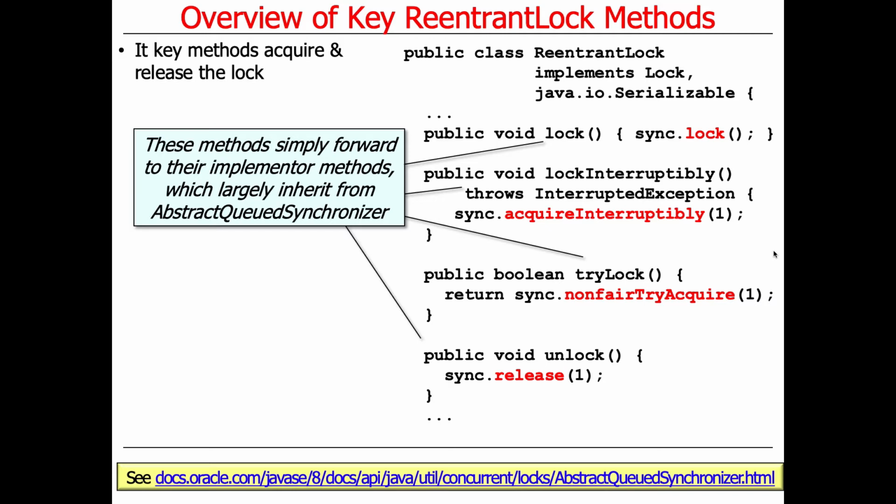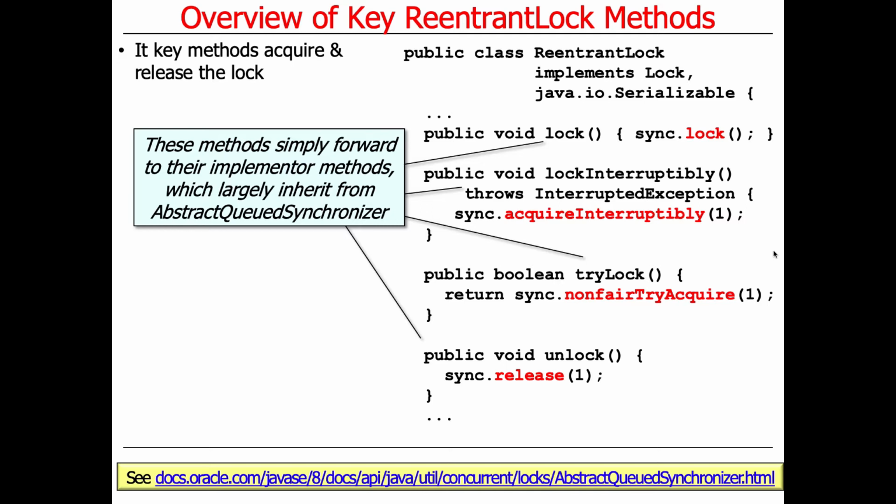And you'll notice, when you do a lock, it calls lock on the sync. When you call lock interruptibly, it calls acquire interruptibly with a count of 1. When you call try lock, it calls non-fair try acquire with a count of 1. That's the one we just looked at in the previous slide. And when you call unlock, it calls release with a count of 1.